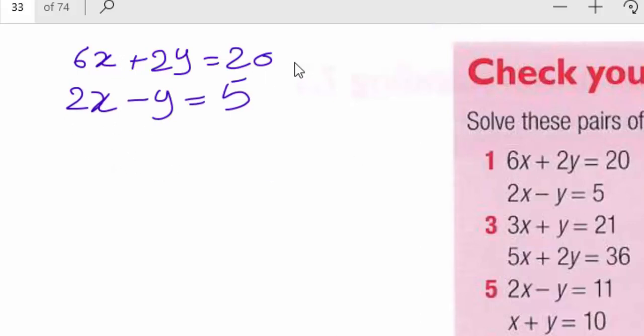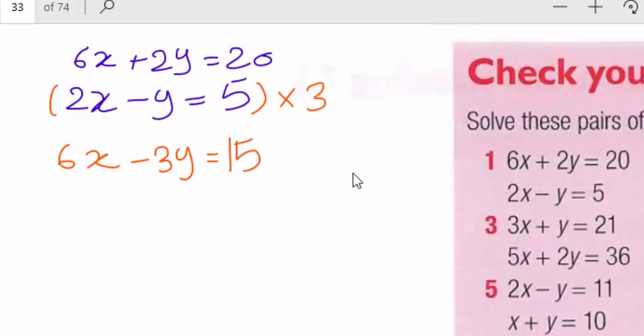3, we will get this. So multiply the second equation by 3. Why we do this? Because we want to have 6x in the first equation and another 6x in the second equation. 3 times 2x will be equal to 6x minus 3 times y will be 3y equals 3 times 5 is 15.